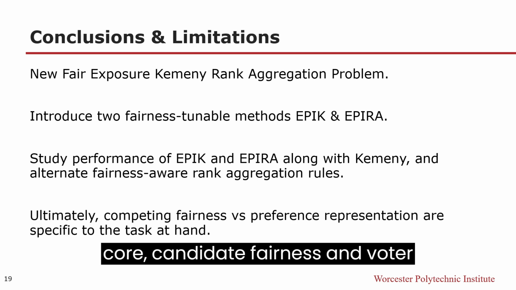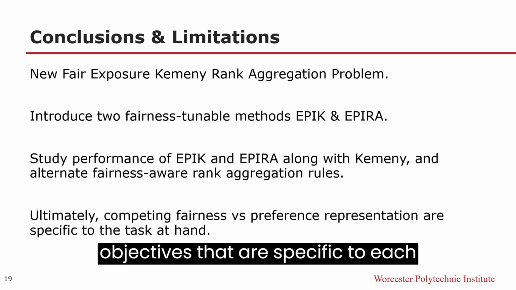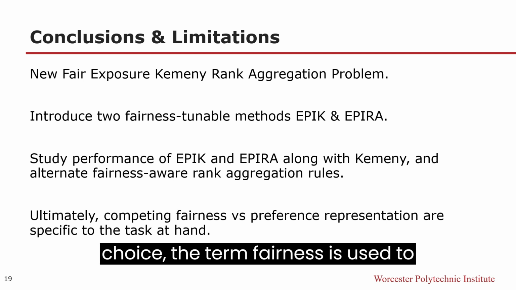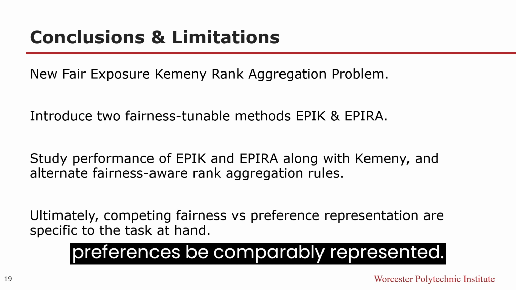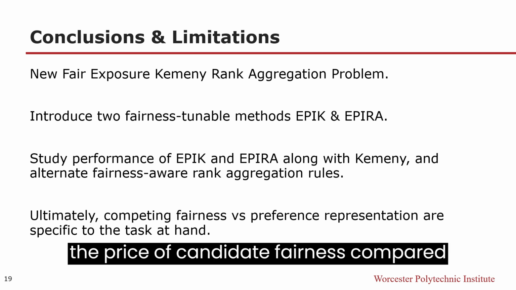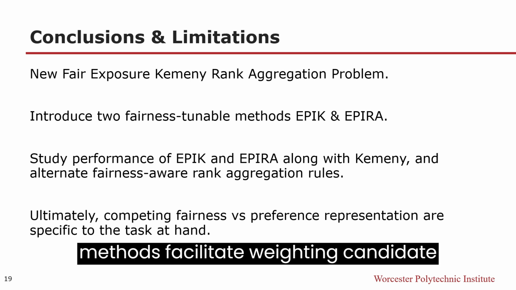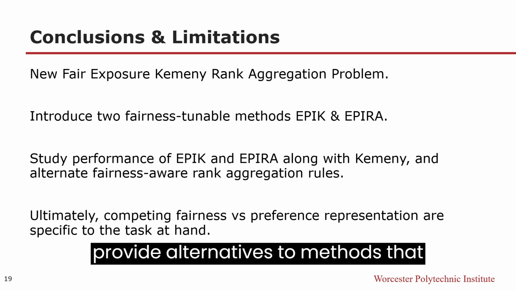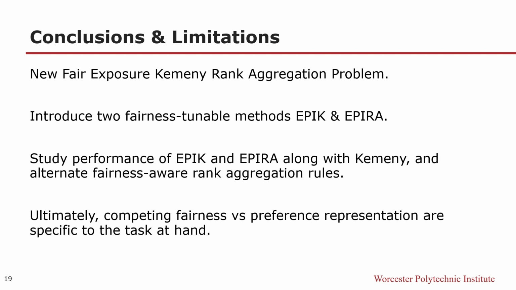Lastly, it's worth noting that at their core, candidate fairness and voter preference representation are competing objectives that are specific to each problem instance. In fact, in social choice, the term fairness is used to capture the idea that all voter preferences be comparably represented. We're not able to make statements about the price of candidate fairness compared to voter fairness, since this is ultimately problem-specific. But our methods facilitate weighting candidate fairness against voter fairness and provide alternatives to methods that conventionally always pick the side of voters.